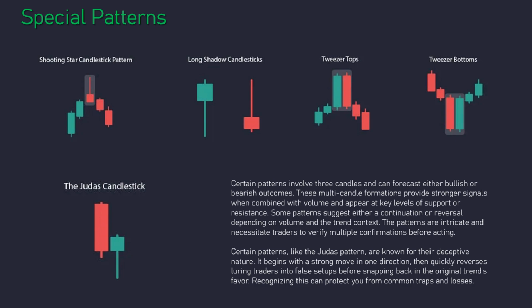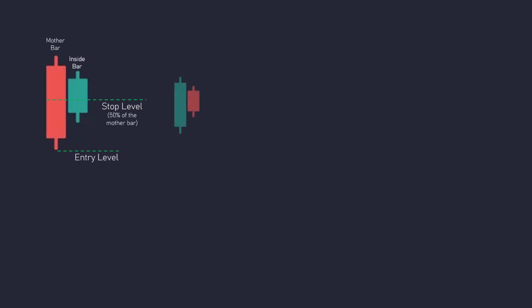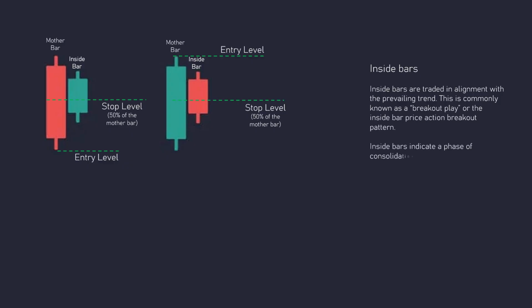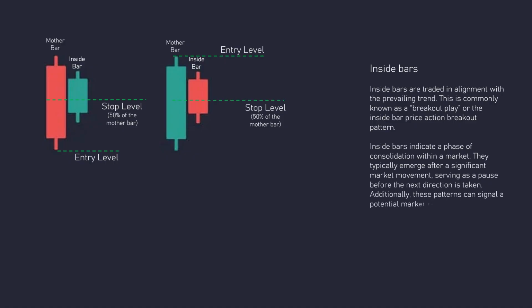Inside bars are traded in alignment with the prevailing trend and are commonly known as breakout plays. These patterns indicate a phase of consolidation within a market. They typically emerge after a significant market movement, serving as a pause before the next direction is taken. Additionally, inside bars can signal a potential market reversal at critical support and resistance levels.